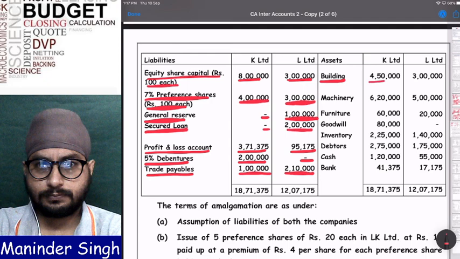In assets we have building 4 lakh 50,000 and 3 lakhs. Machinery we have 6 lakhs 20,000 and 5 lakhs. Furniture we have 60,000 and 20,000. Goodwill we have 80,000 and 0. Inventory we have 2 lakh 25,000 and 1 lakh 40,000. Debtors we have 2 lakh 75,000 and 1 lakh 75,000. Cash we have 1 lakh 20,000 and 55,000. Bank account we have 41,375 and 17,175.